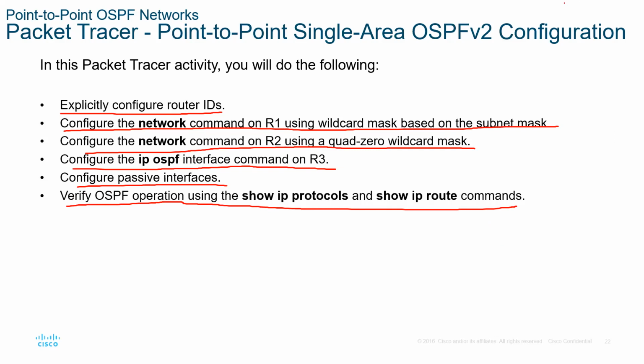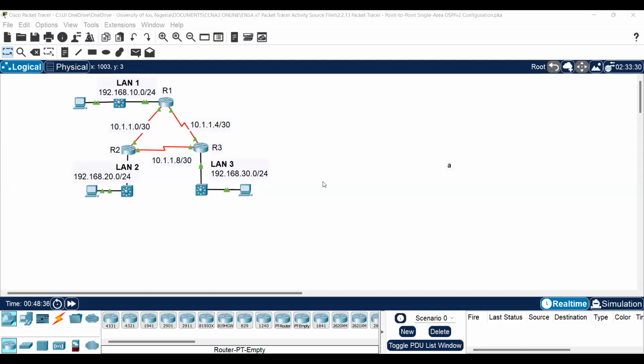All right, so let's look at how to configure point-to-point single area OSPF configuration. This is the topology that we're going to be using. Like I told you earlier on, this is router 1, this is router 2, and this is router 3. And to the right here, we have a list of activities or steps that is expected of us.